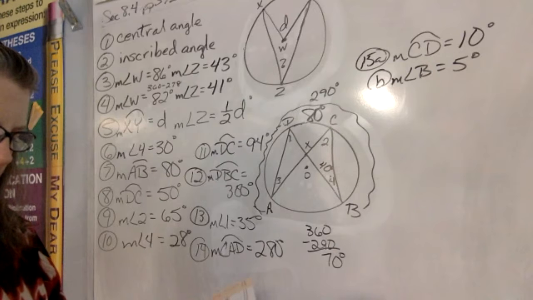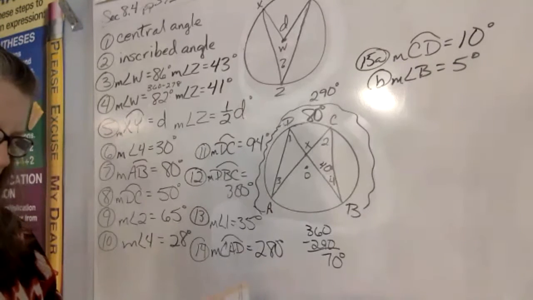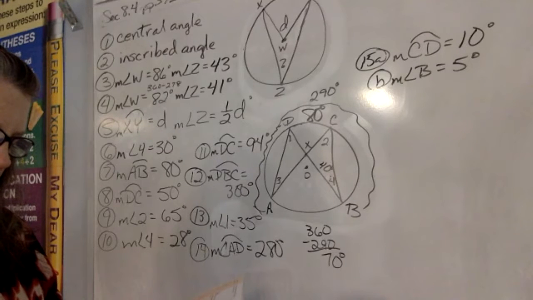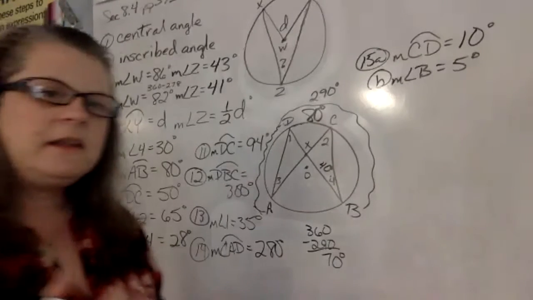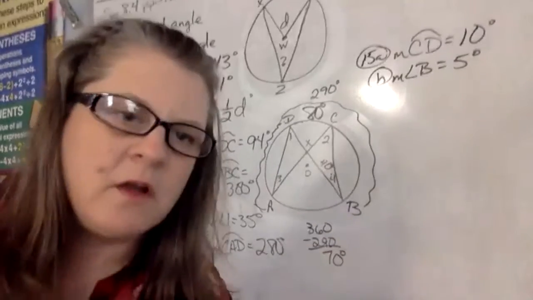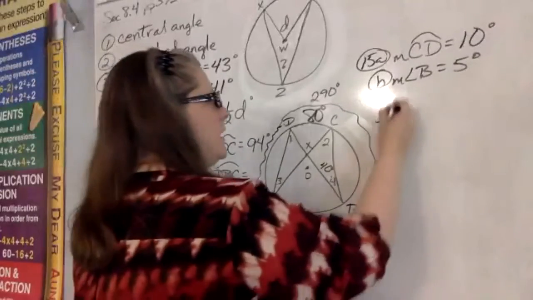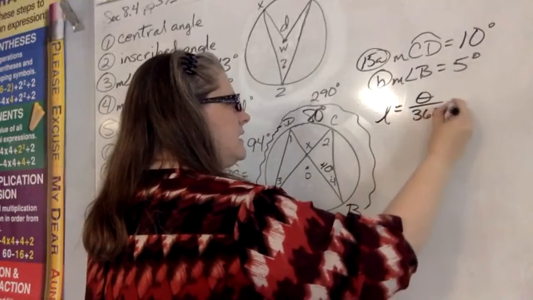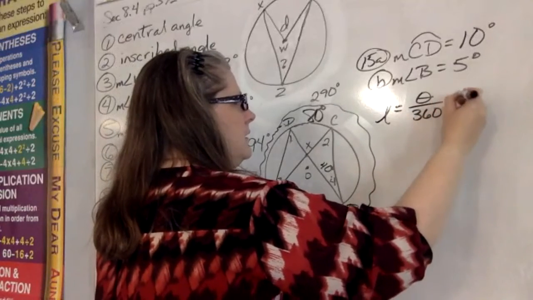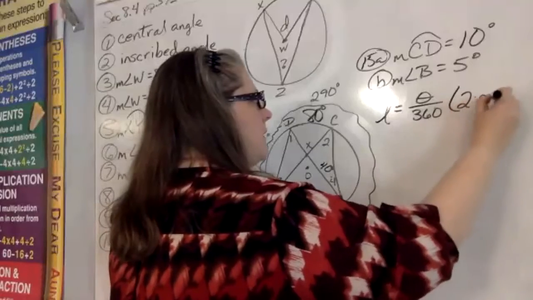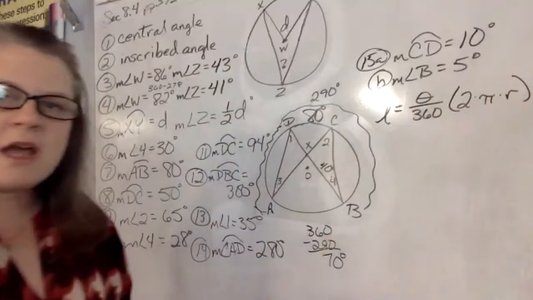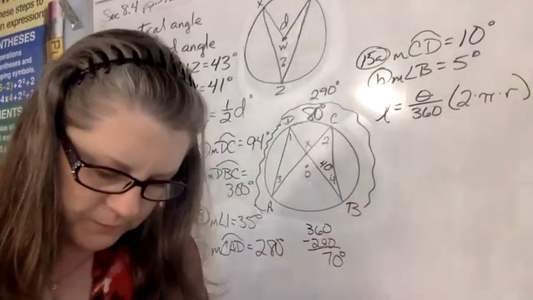And then the last part says, estimate the length of the stone intercepted by the angles by finding the length of arc CD. So arc length is what we did yesterday. Remember our formula was L equals the angle over 360 times 2 times pi times r. So you had your angle over 360 times your circumference of the circle.